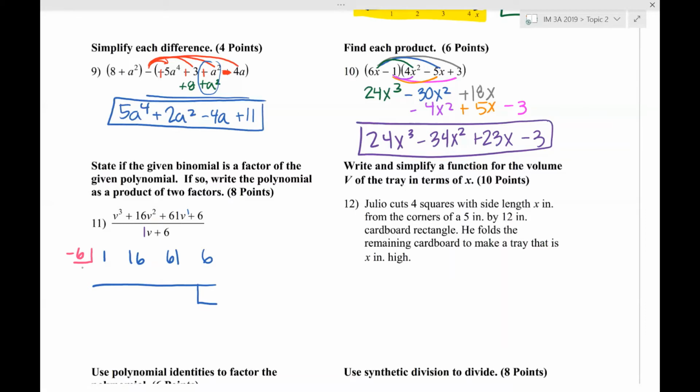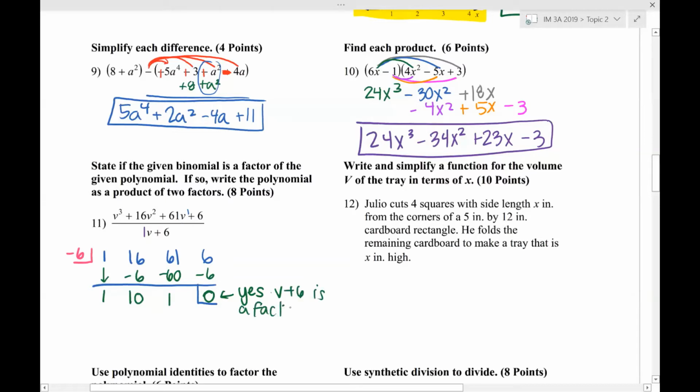So we're going to bring down the 1. 1 times negative 6 is negative 6. Negative 6 plus 16 is 10. Negative 6 times 10 is negative 60. Negative 60 plus 61 is 1. And then negative 6 times 1 is negative 6, which gives us a remainder of 0. So this means that yes, it's a factor. Oh no, it's v. Yes, v plus 6 is a factor.